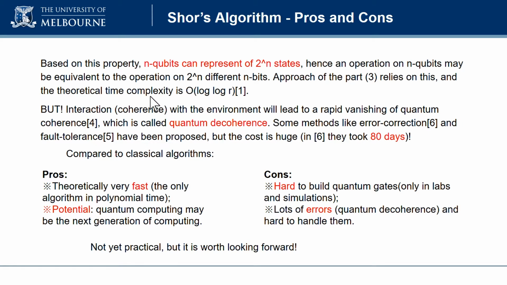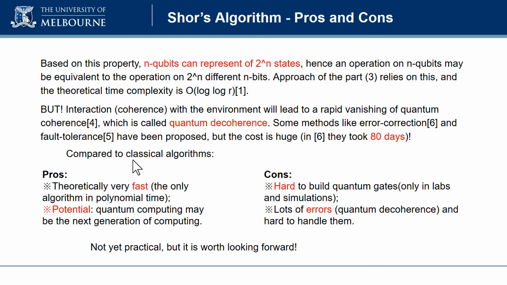Theoretically, the time complexity to compute r is O(log r). But quantum coherence can be easily affected by the environment, which is called quantum decoherence, and some methods have been proposed to deal with this problem and the information loss in quantum computing, but they are mostly too costly.